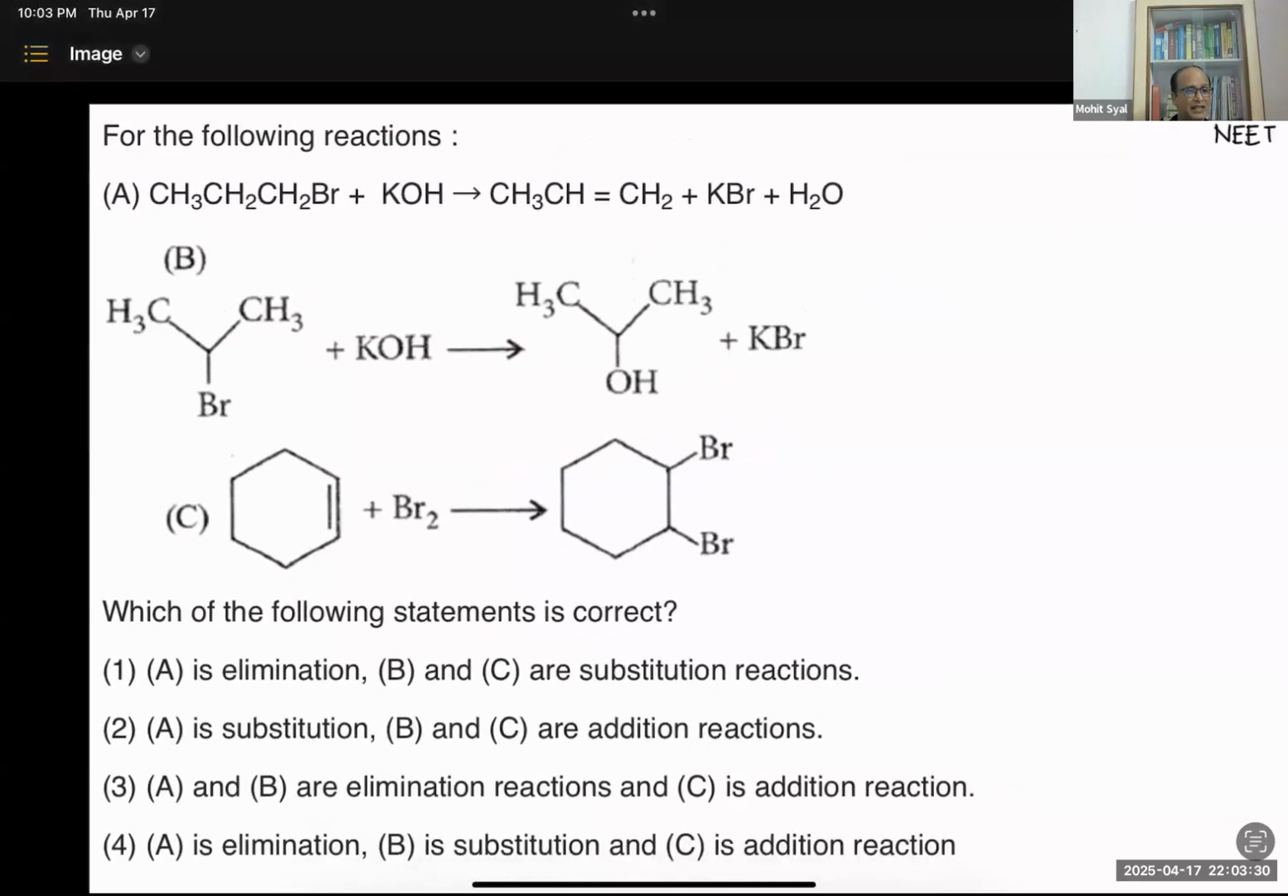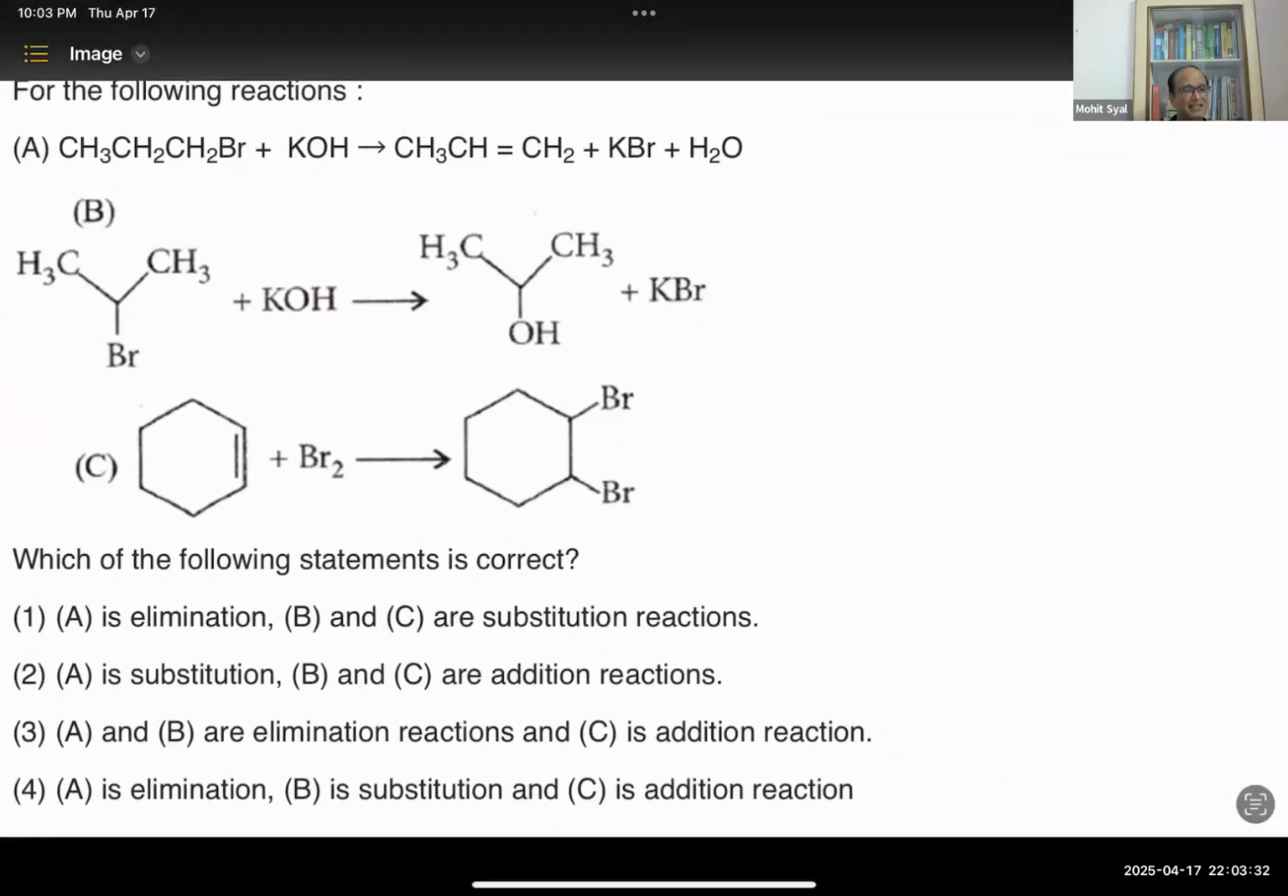The first one is elimination. A is elimination, yes, Jasmine, Ibrahim, both. Second one, B, will be substitution. Then one last group is replaced by another group. C is also substitution?